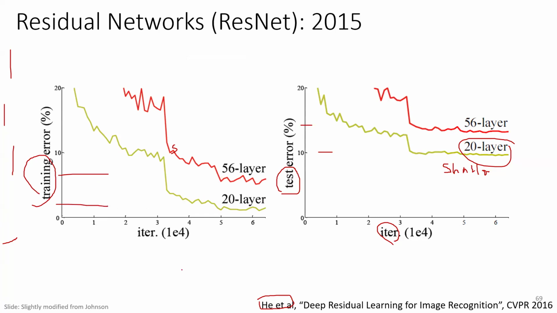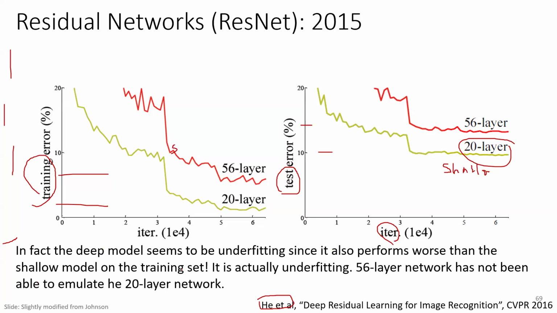You can see this is extremely surprising because a 56-layer network is a large network. So during training time, you should be able to even properly memorize the training data better than the 20-layer network. Even if it memorized, it should have produced better output than the 20-layer network. So in both testing and training, the 56-layer network, which is larger, was doing worse than the 20-layer network. So therefore, they said, in fact, the deep model seems to be underfitting since it also performs worse than the shallow model on the training set.